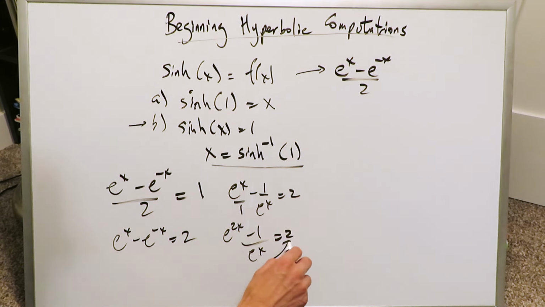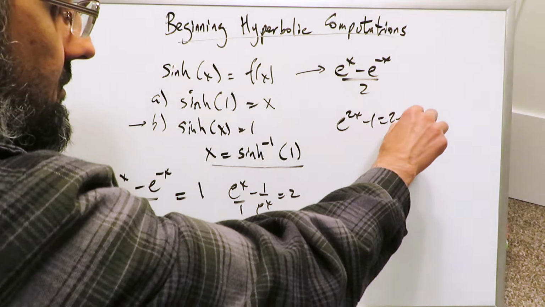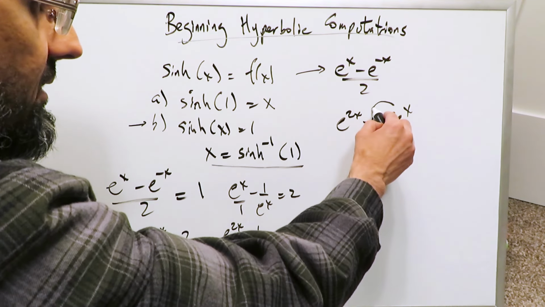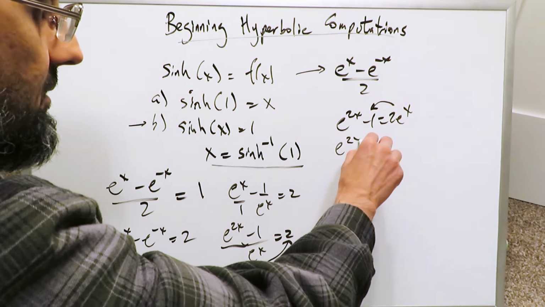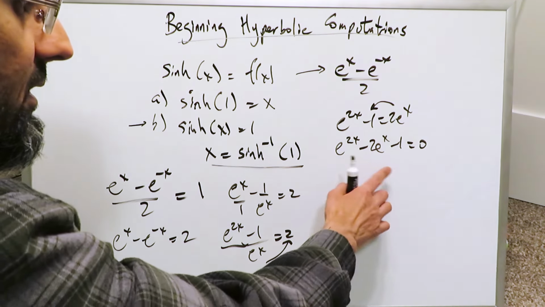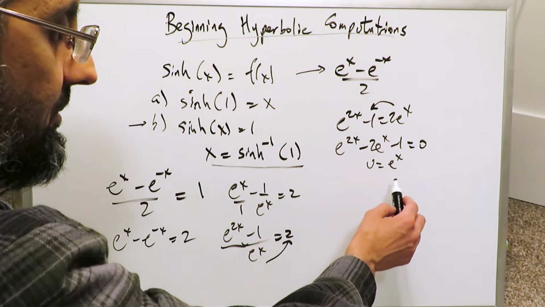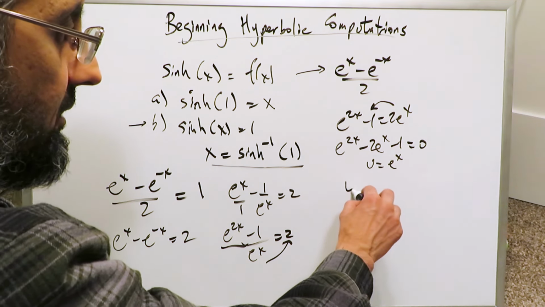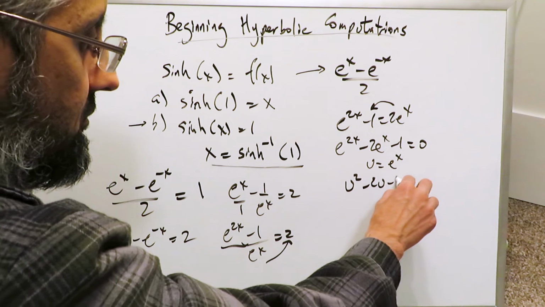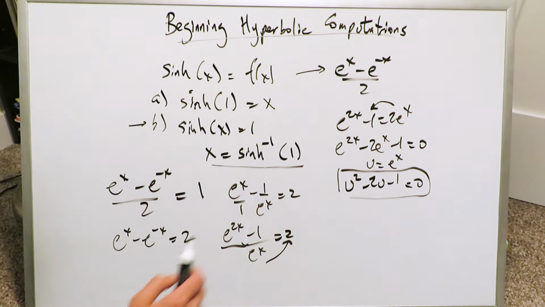Cross multiply it, and what will happen is you'll develop a quadratic equation. You'll have e to the 2x minus 1 is equal to 2e to the x. Now bring this on this side. You have e to the 2x minus 2e to the x minus 1 is equal to 0. It's a quadratic equation. If you do the substitution u is equal to e to the x and bring the u in, you're looking at u squared minus 2u minus 1 is equal to 0, and now you see you have a quadratic equation here.